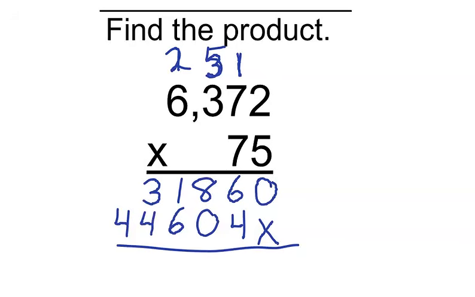And then we're going to have to add these up. 0 and nothing is 0. 6 plus 4 is 10. We're going to carry the 1. 8 plus 1 is 9. 6 plus 1 is 7. 3 plus 4 is 7. And 4 plus nothing is 4. Coming over 3 places, put the comma. So we should have 477,900.